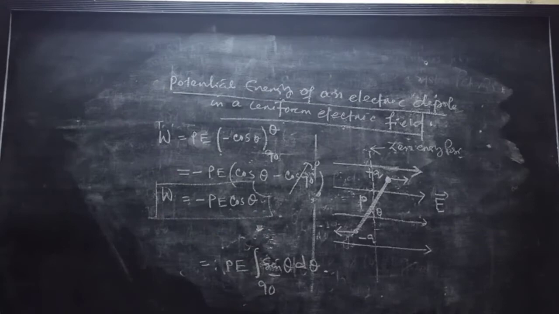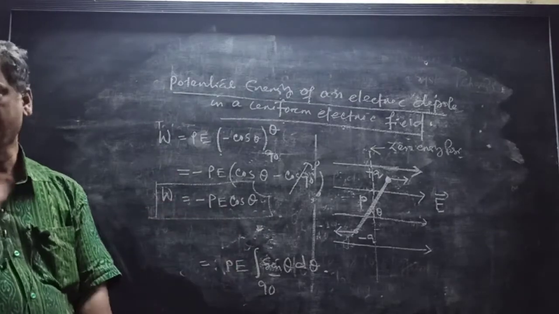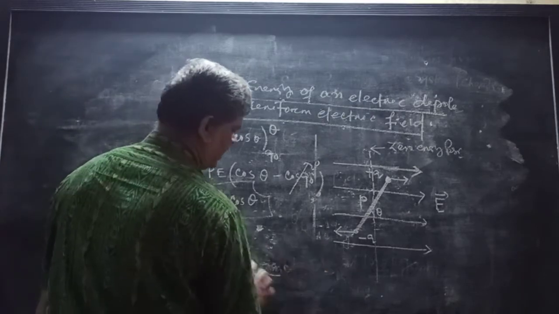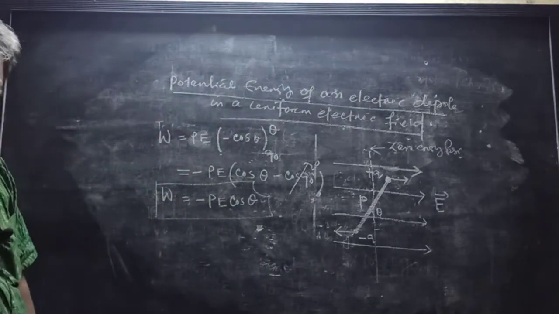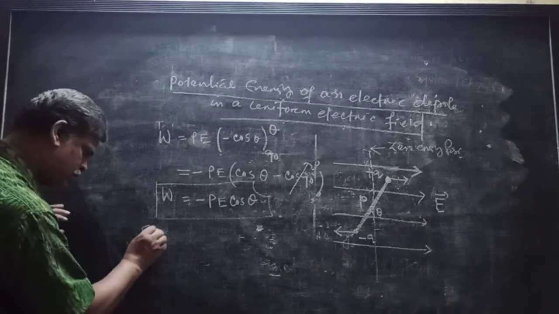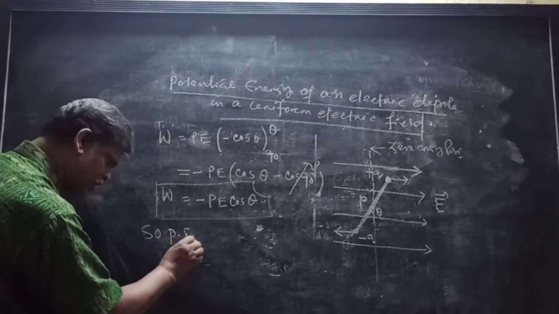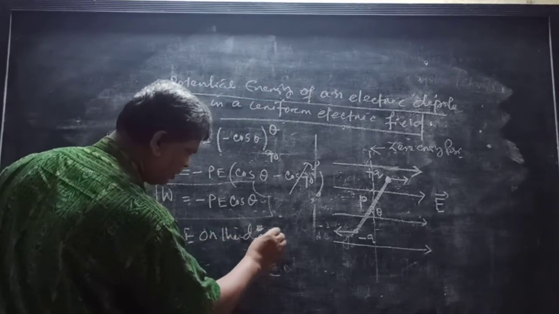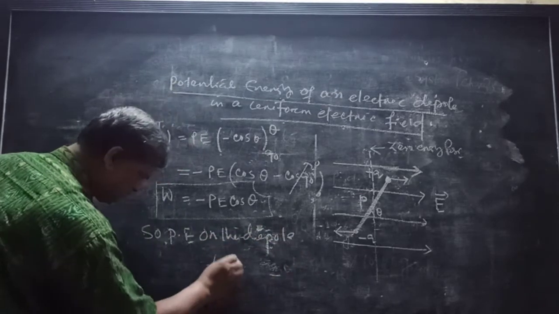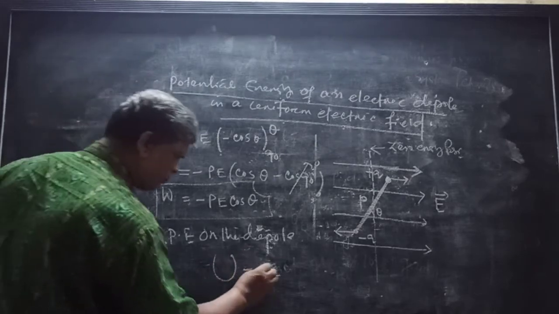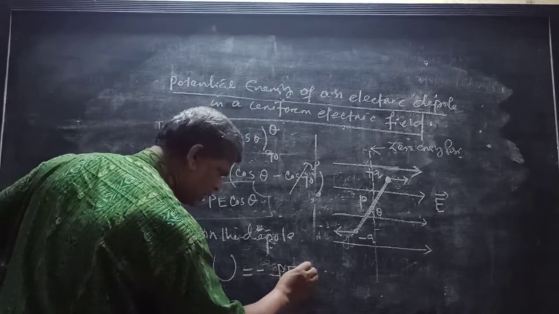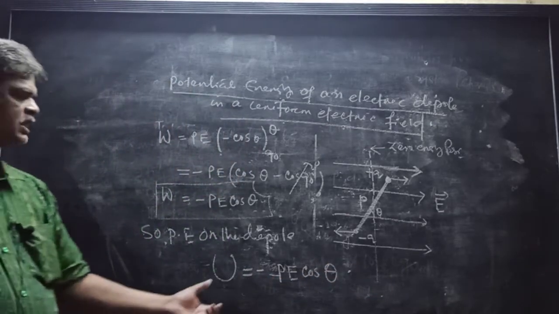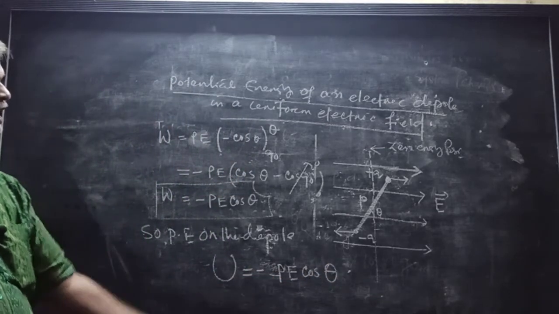So this is the work done, which is equal to minus PE cos theta. This work done we call the potential energy, so potential energy on the dipole: U is equal to W, that is equal to minus PE cos theta. Clear? So this is the potential energy of the dipole when it is placed in an electric field.